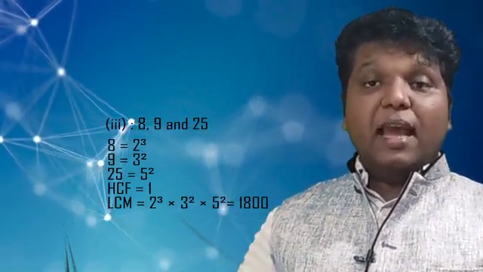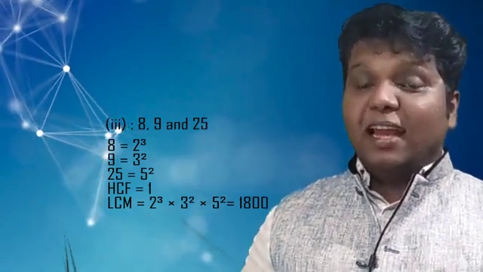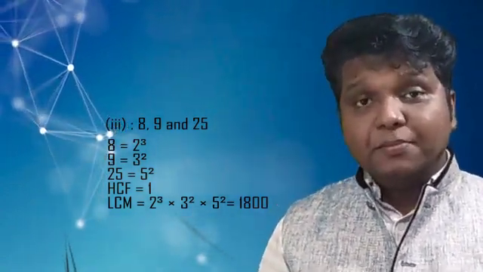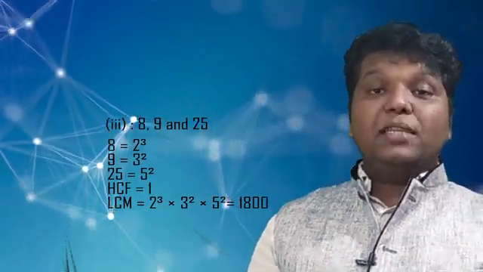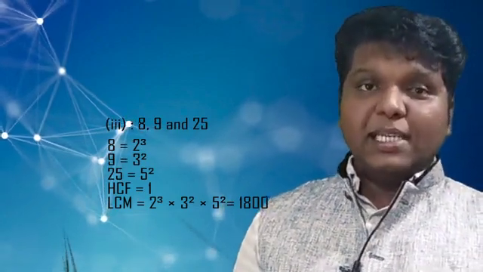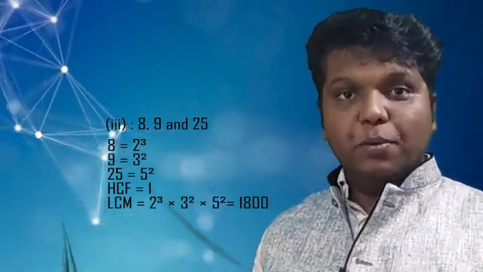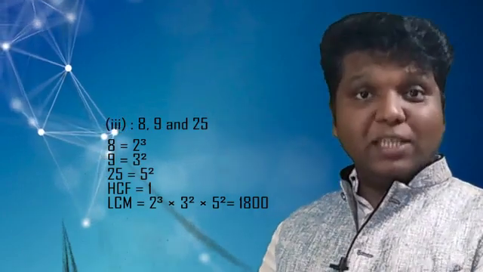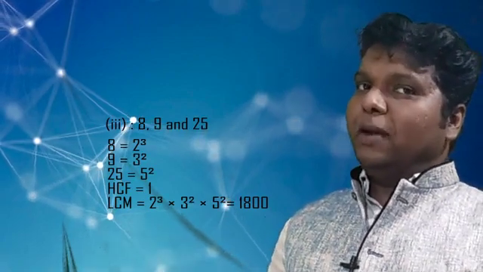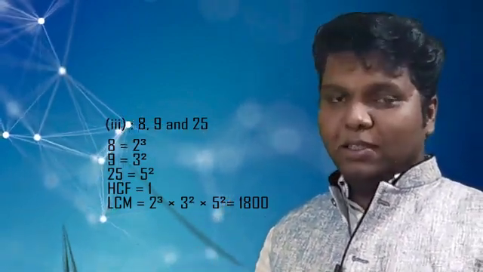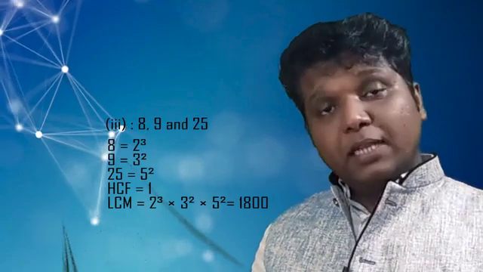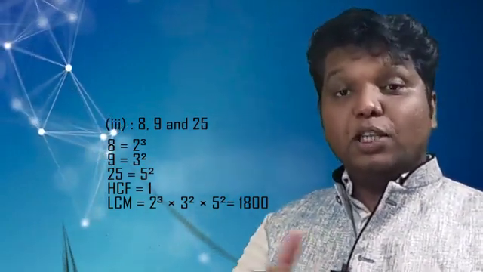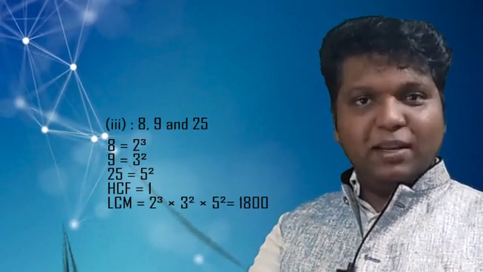Now let us go to the third question. 8, 9 and 25. These are the 3 numbers. How can you express 8? For 8 you can write 2 cube, 2 raised to the power 3. What about 9? It's 3 square, 3 into 3. Expressing it as the product of primes, in powers we have to write, forget not. Then the third one, 25. It's the square of 5, so 5 square. So you got 2 cube, 3 square and 5 square.